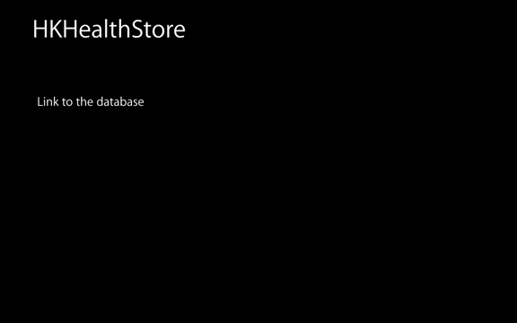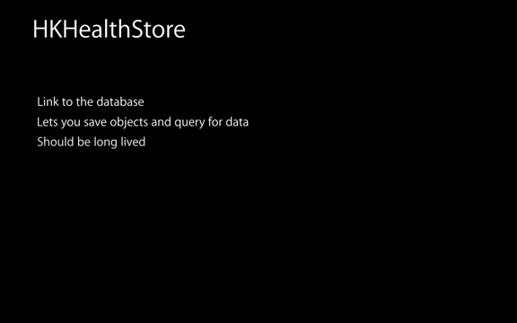Now that you have your data, what do you actually do with it? Well, to really do anything with HealthKit, the first thing you need is an HKHealthStore. You can think of your health store as your link to the database. It lets you save objects, and as we'll find out in a little bit, it lets you ask for data as well. Remember, though, that you really only need one health store. They should be long-lived, and you don't really get anything out of having multiple ones floating around. So create one, hold on to it, and you're done.